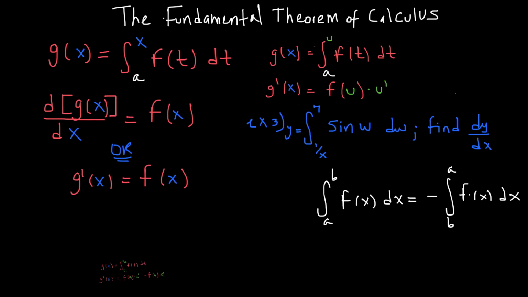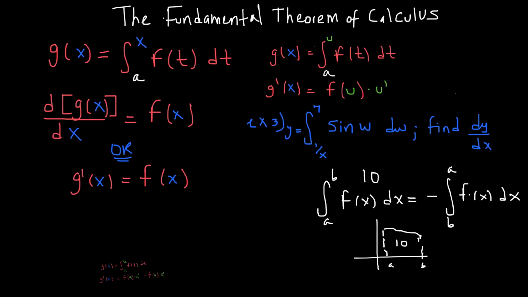Basically what it says is, if you change the limits of integration, the upper limit goes to the bottom and the lower limit goes to the top, then you're going to get the same answer as before, but your answer is going to be negative. That makes sense, because if you had a function going from a to b, it would be the area between the curve and the x-axis. Let's say that area is 10. So your integral from a to b would be 10.